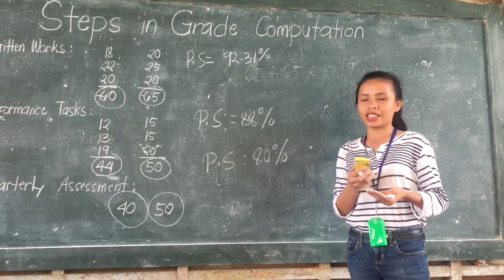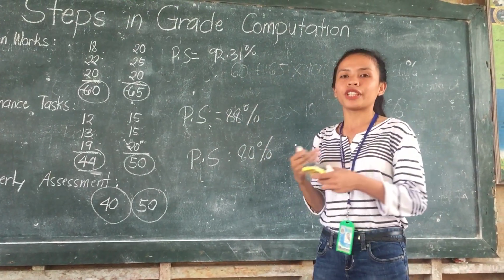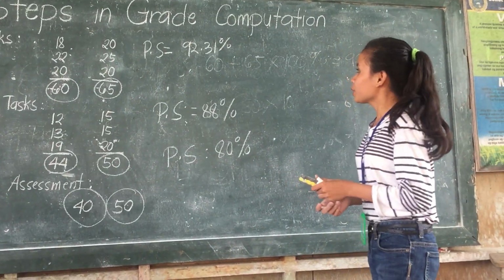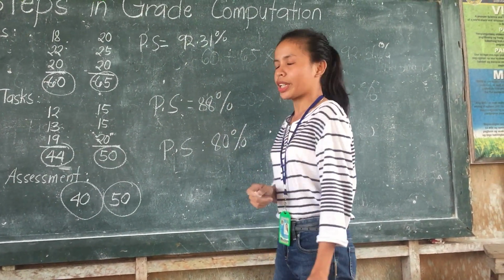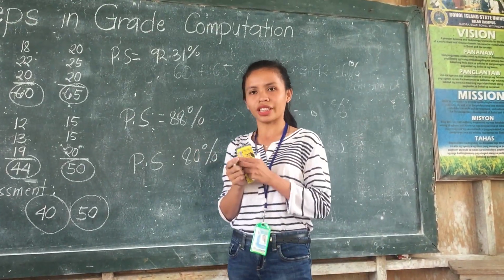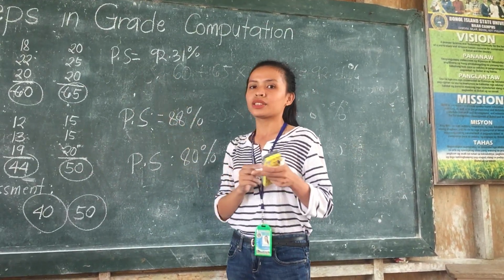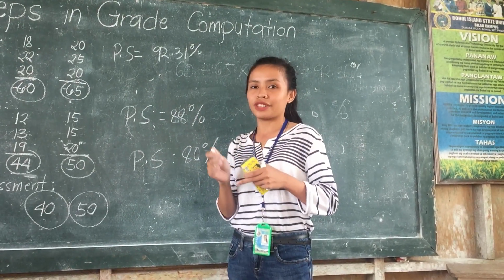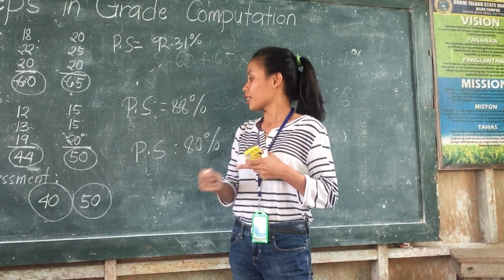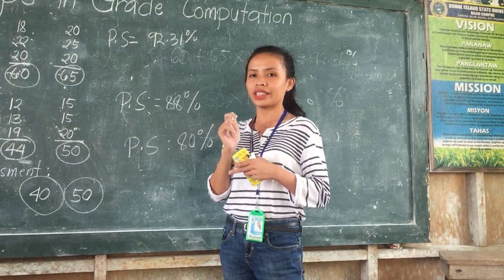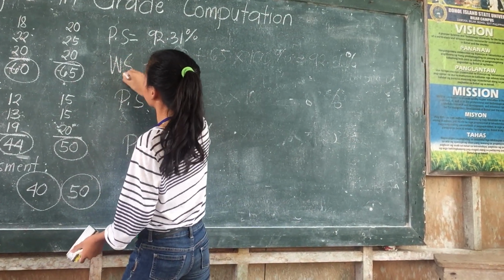And now let's move on to the third step. We have to convert the percentage scores to weighted scores. All we have to do is multiply the percentage scores by the weight of the component. So in DepEd Order number 8 series of 2015, written works has 30% of the grade, while performance task has 50% of the grade, and quarterly assessment is 20%. So let's start getting the weighted score.